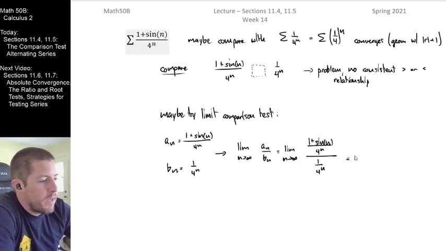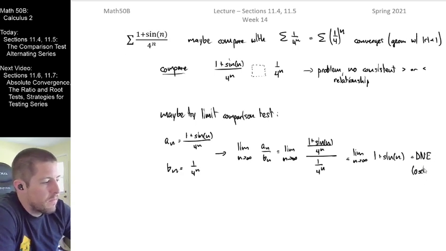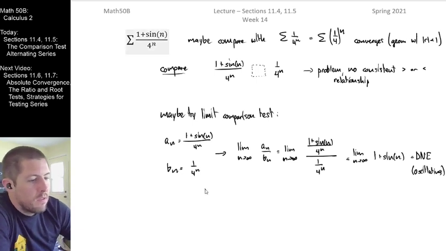Well, all that's going to give me here is just the limit as n goes to infinity of 1 plus sine n, which does not exist. It's an oscillating value right there. So no info from the limit comparison test either.